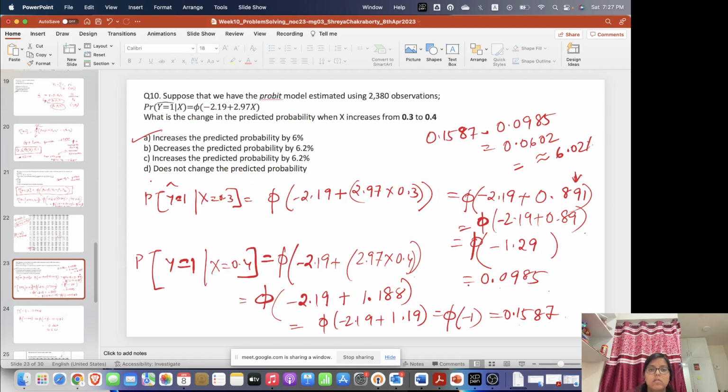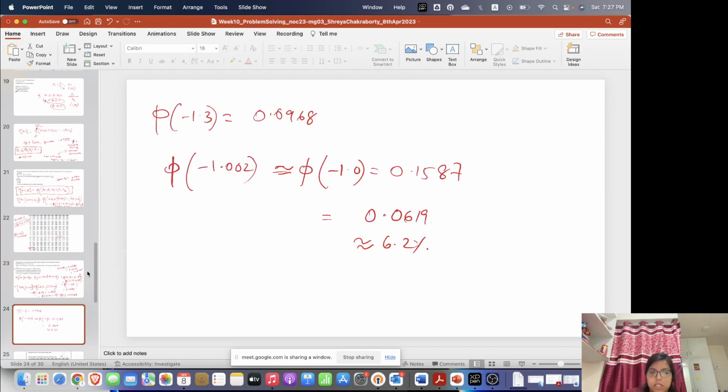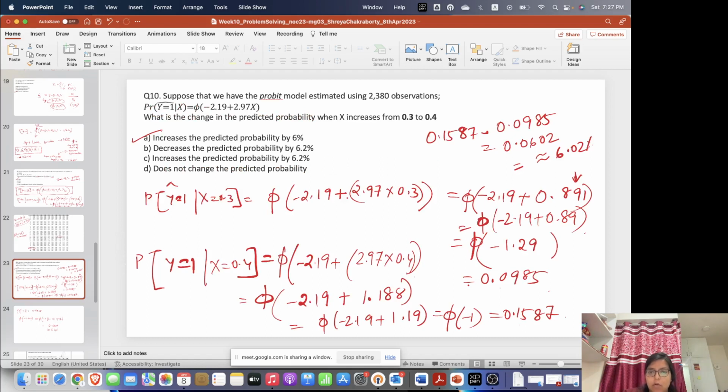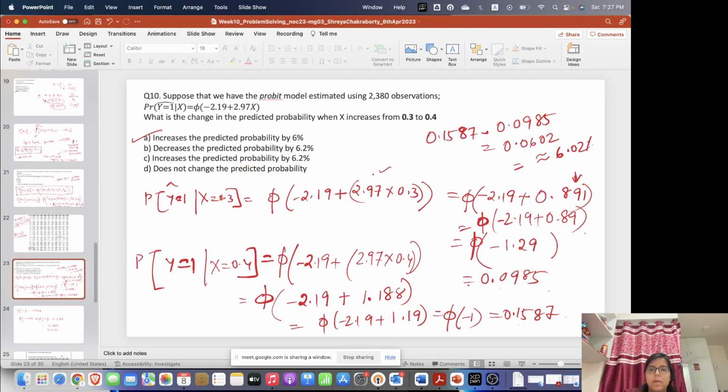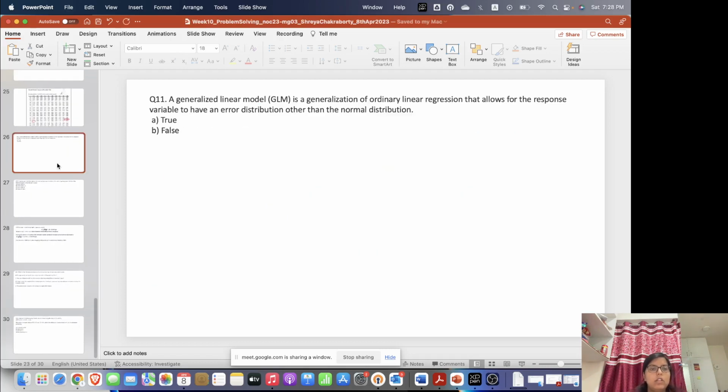Okay, so the answers might change like this. So it's better to round up till second decimal places and then calculate the increases in probability. Okay, first you round it up and then proceed. All right, so moving on.